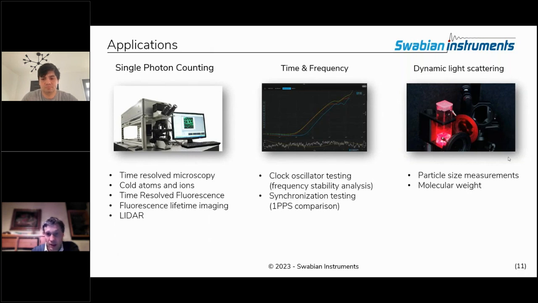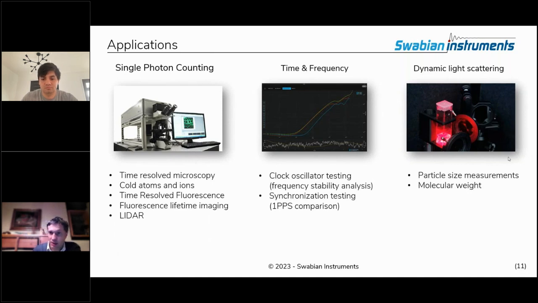And then, as I mentioned, time and frequency has recently become a very relevant part for us, which is clock oscillator testing, so frequency stability analysis and synchronization testing, which would be the comparison of 1 PPS signals.